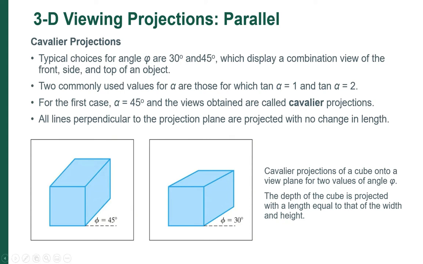And for the first case, if the alpha is equal to 45 degrees, the views obtained are called Cavalier projections. Two common values are alpha of 1 and 2. Here we make a point: all lines perpendicular to the projection plane are projected with no change in length. These projections are called Cavalier.